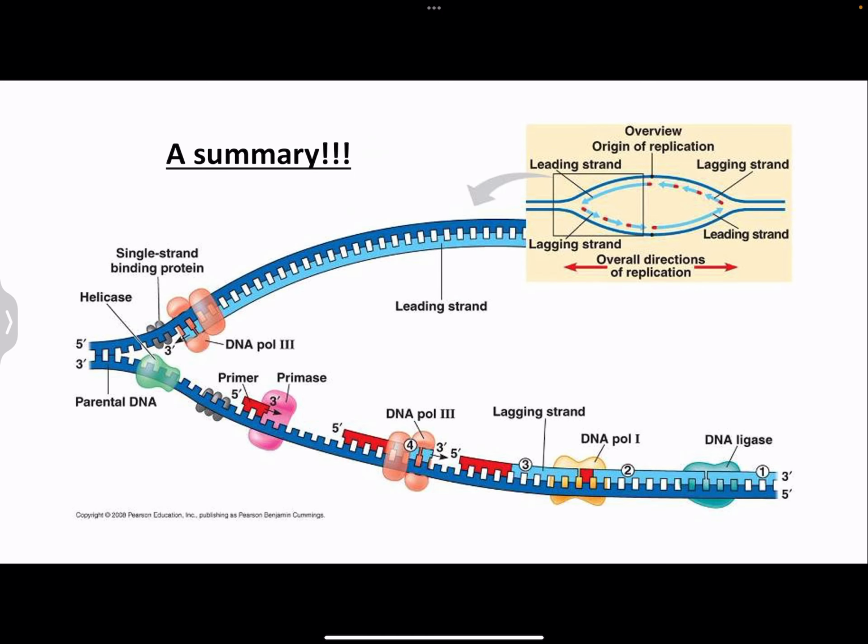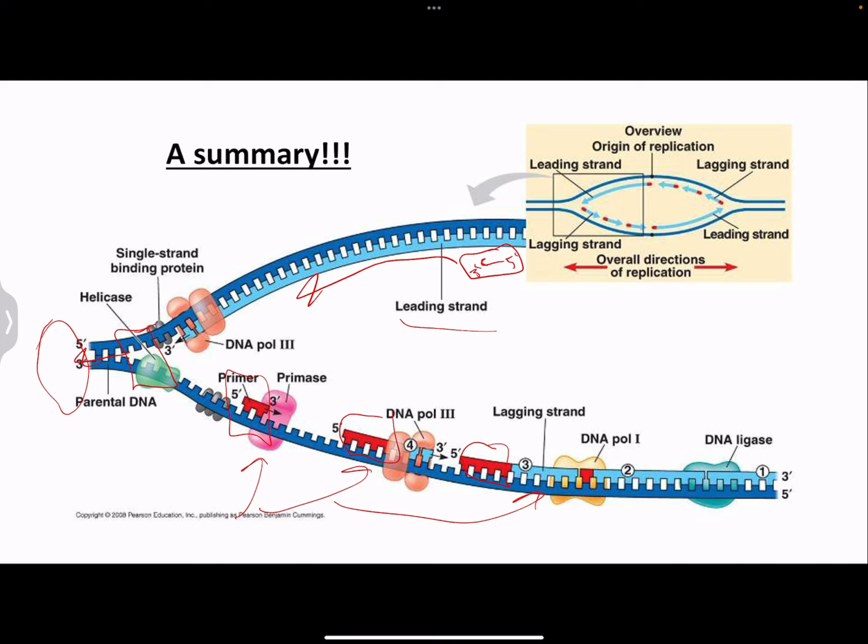This is just a nice summary. So we're going to lay down a 5' to 3' primer. Boom, we have it right there. We're going to extend with DNA poly 3, which is going to chase the helicase in this direction. Here we have topoisomerase. This is the leading strand. It's chasing the helicase. But then we also have primer here. And then we have DNA poly 3 and another DNA poly 3. And that's why we have these 3 Okazaki fragments.